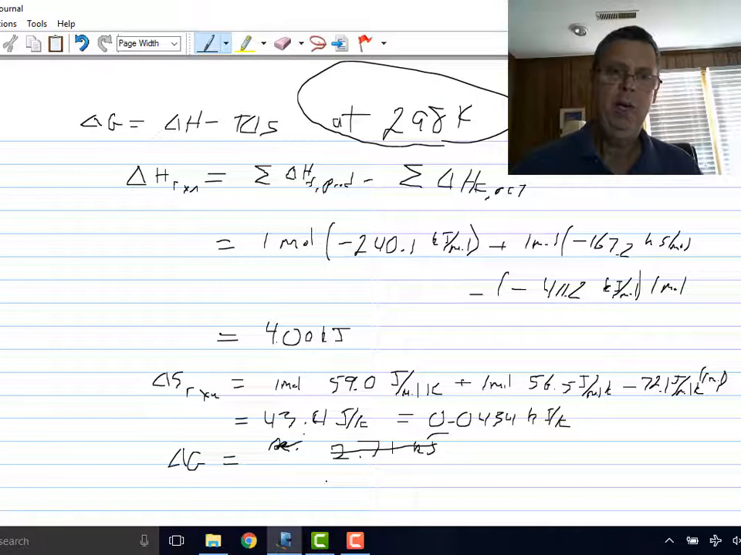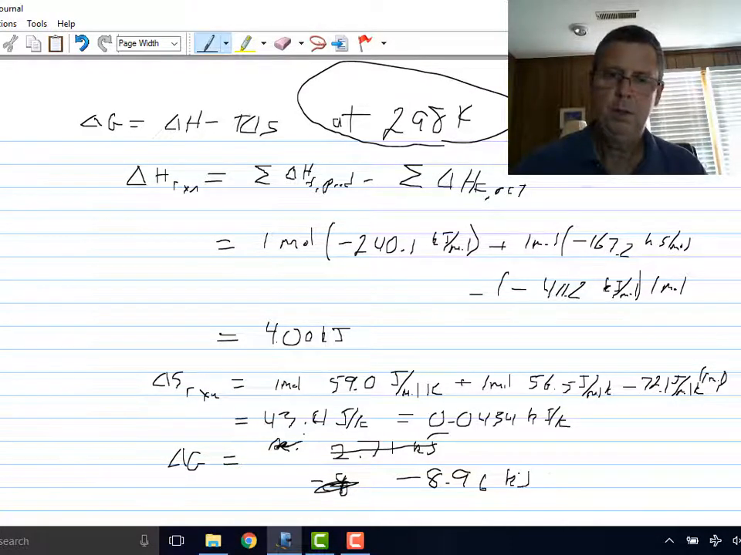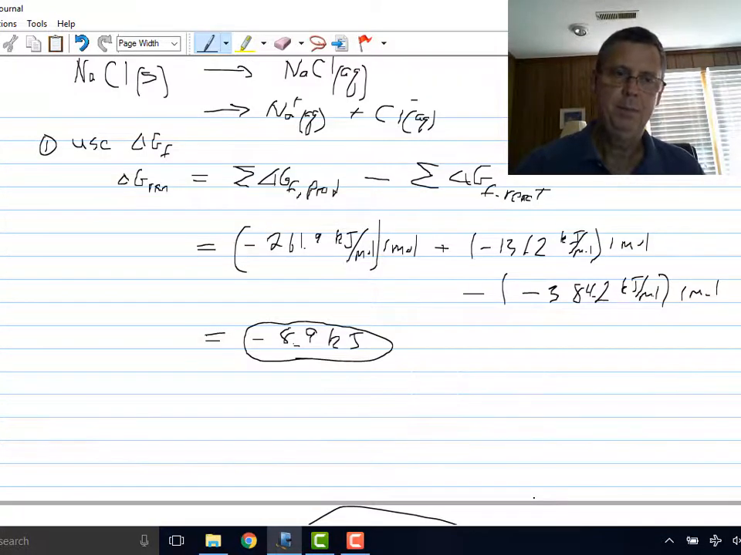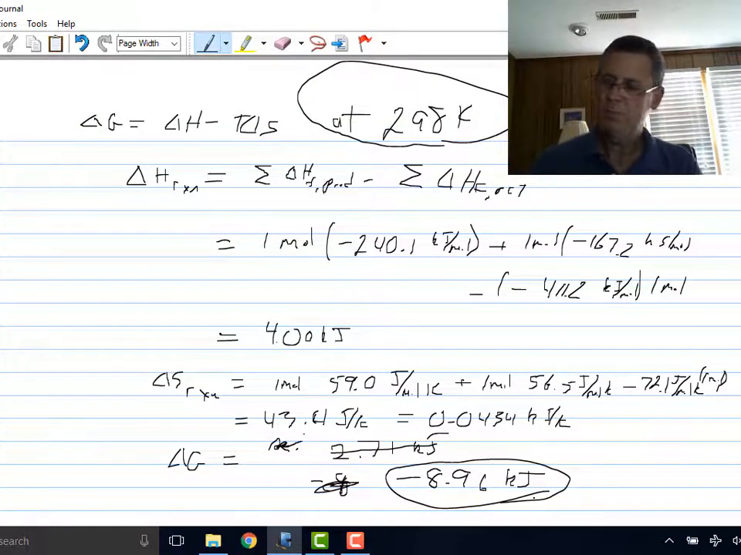When I recalculated, I had actually messed up the entropy for some reason. I'm not sure what I did, a keystroke error in my calculator. Again, I knew that delta G could not be positive, since salt is soluble in water, and the answer we get actually is negative 8.96 kilojoules, which is the same as we had up here, so it should be the same value.